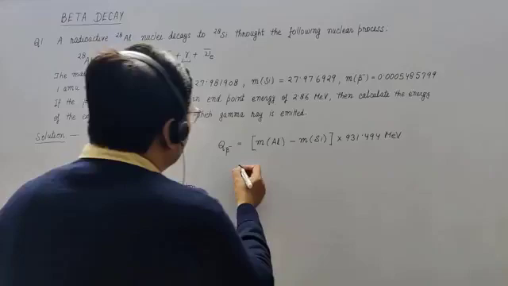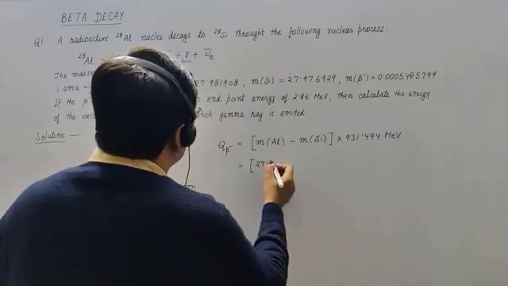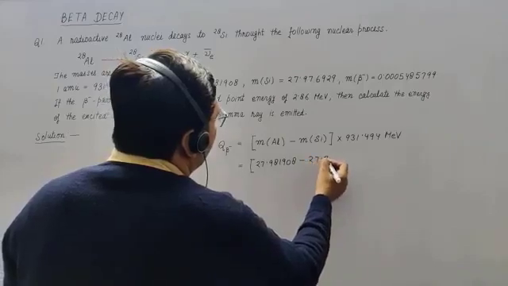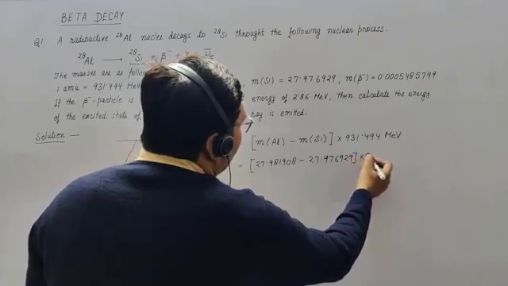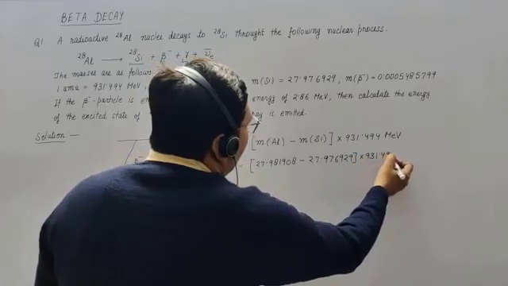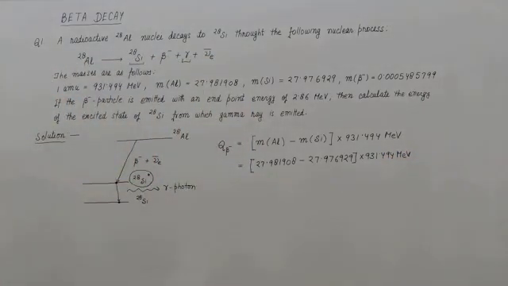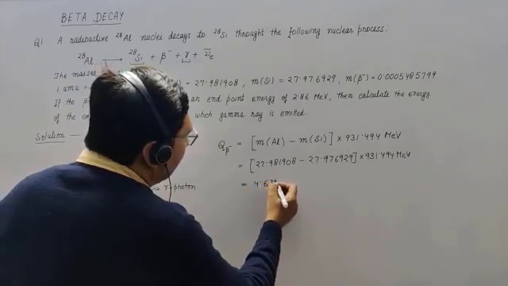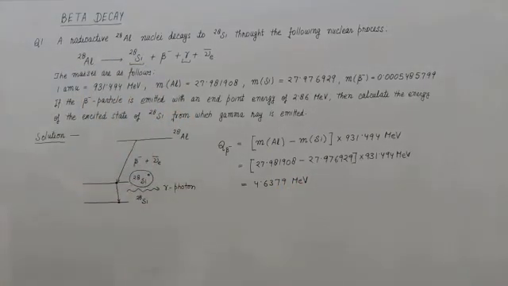Now substitute these masses. This is (27.981908 minus 27.976929) multiplied by 931.494 MeV. Solve this value with the help of a calculator, and you will find that this comes out to be 4.6379 MeV. So this is the Q value.